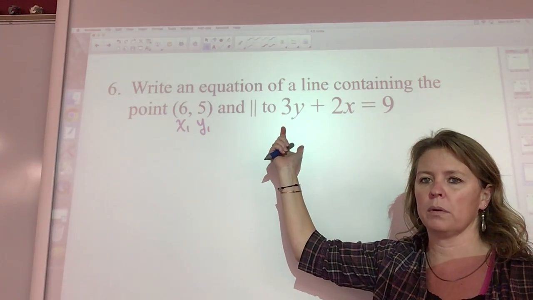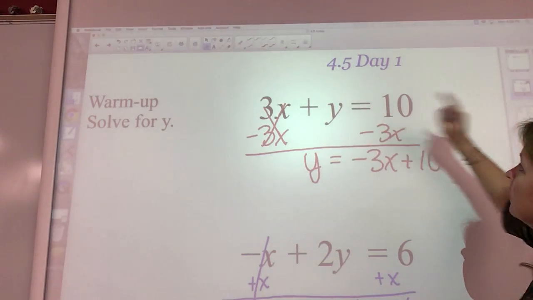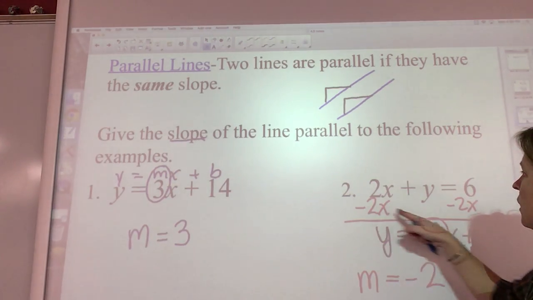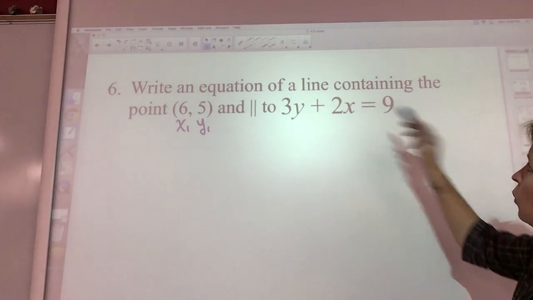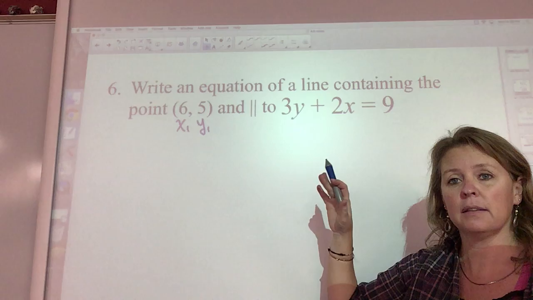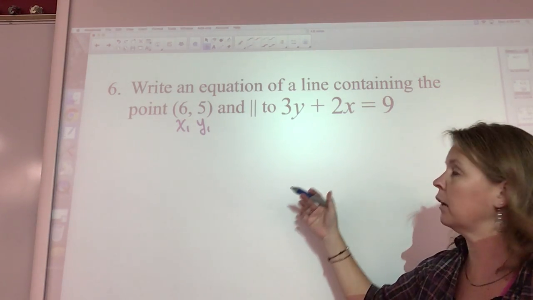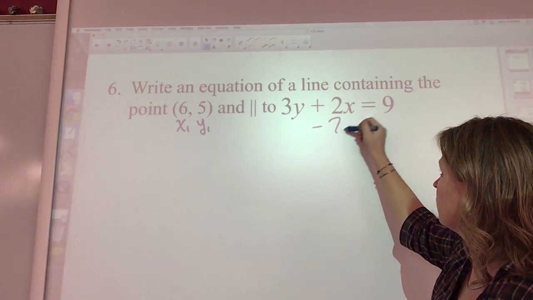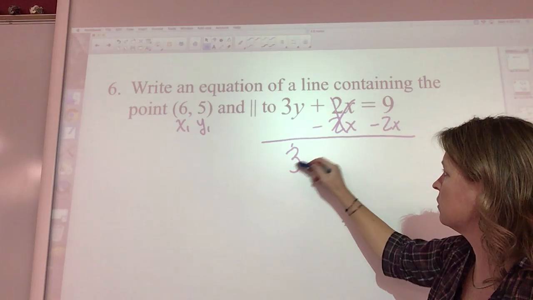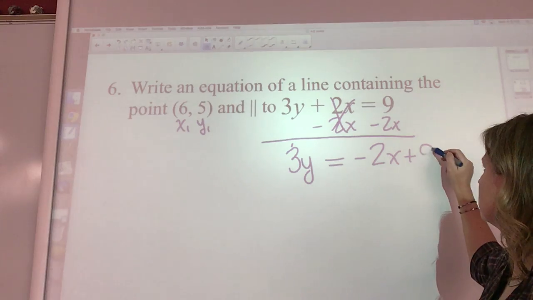We don't have a slope. Not until we do these warm-up problems, getting y by itself, like we had to do in number 2 back here. We've got to find the slope first. So this problem will take much longer, but it's work that you are able to do. You know how to do it. It's just take your time. Minus 2x from both sides. Slow me down if you have to. Pause the video. 3y equals negative 2x plus 9.